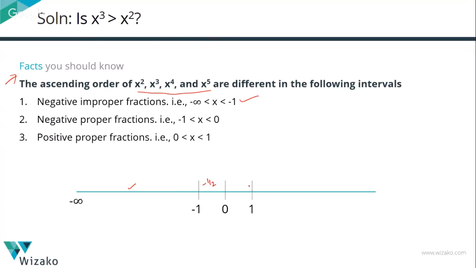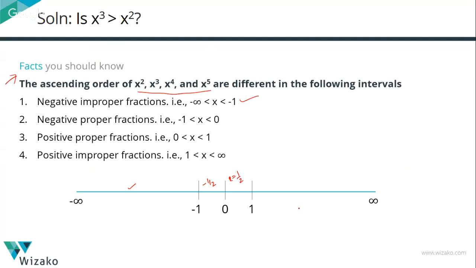The third one is for positive proper fractions, something between 0 and 1. Here, it's going to behave differently. For example, when x is equal to half, x square is 1 by 4 and x cube is 1 by 8. x cube is half of 1 by 4, so it's going to be lesser than 1 by 4. So x cube is lesser than x square in this interval. And it's going to behave differently between 1 and infinity. So you'll have to remember these four intervals. You don't necessarily have to remember the ascending order per se. Minus infinity to minus 1, minus 1 to 0, 0 to 1, and 1 to infinity.